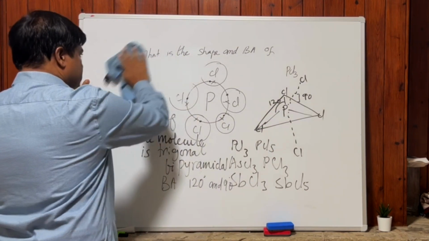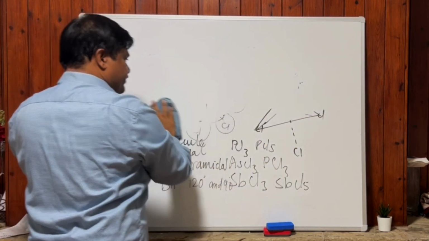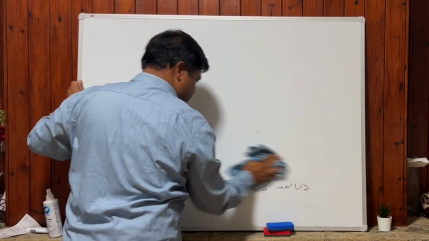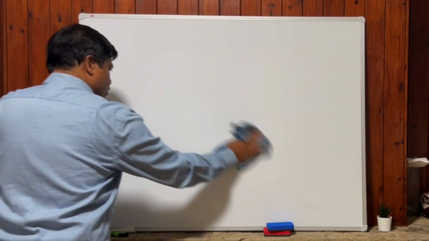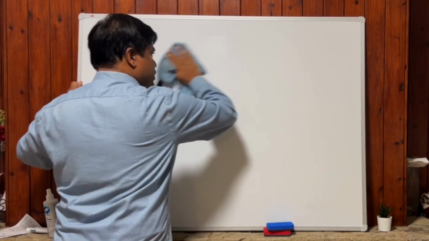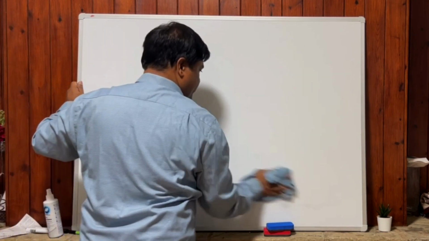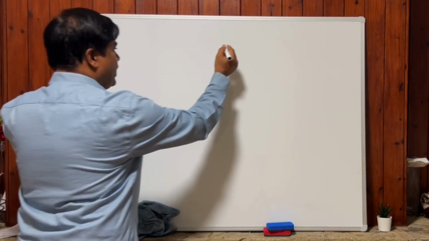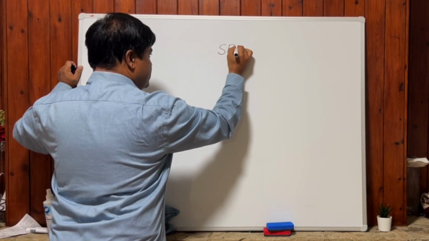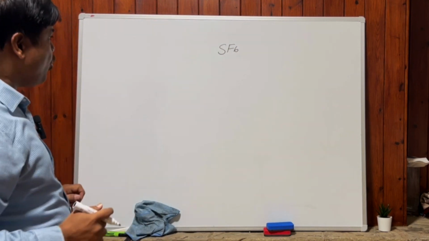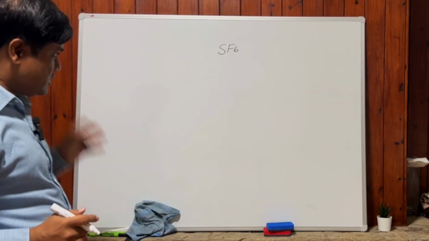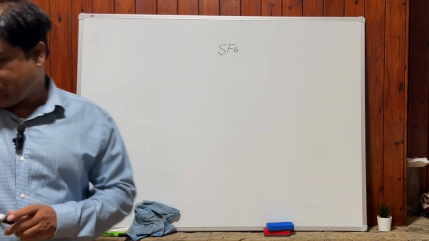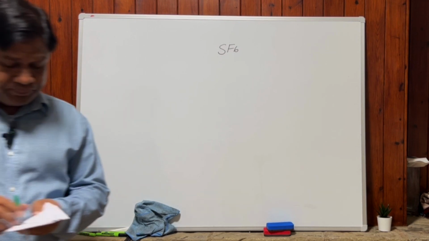That is SF6. So what is the shape and bond angle of SF6? Let's do the SF6 molecule. What is the shape and bond angle of SF6? Sulfur hexafluoride. Sulfur can make 6 bonds. No lone pair, all 6 bonds. We can visualize from that.